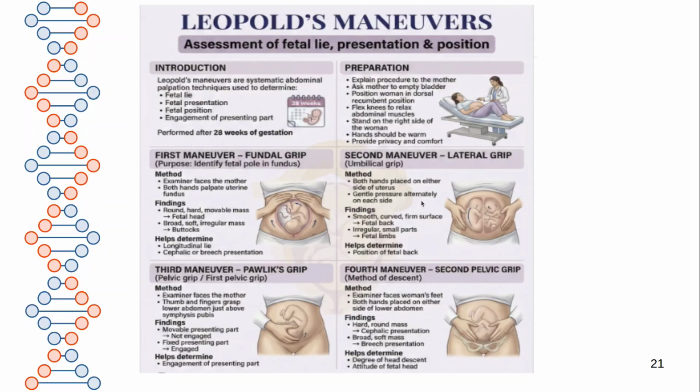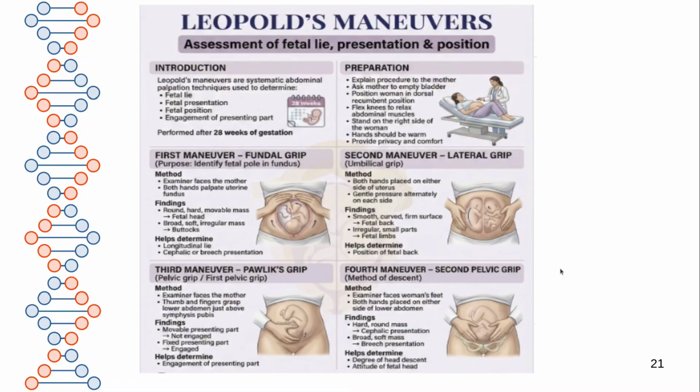We have seen the fundal grip, lateral grip, Pawlick grip, and the second pelvic grip. You may get a question on Pawlick's grip for 2 marks also. Please remember, it is one of Leopold's maneuvers. The third maneuver is also called the pelvic grip or first pelvic grip. Method and findings: it helps to determine the engagement of the presenting part. You can draw a brief picture or write about the maneuver.